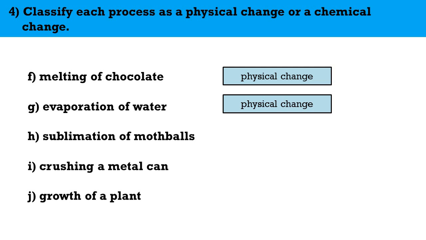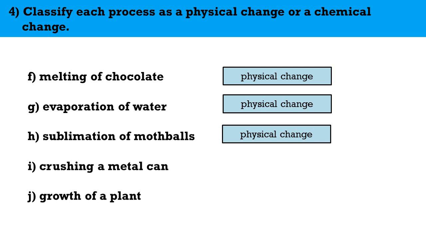Letter H. Sublimation of mothballs. It is also a physical change. Sublimation is a phase change from solid to gas. Mothballs are those small balls of pesticide sometimes used when storing clothes.